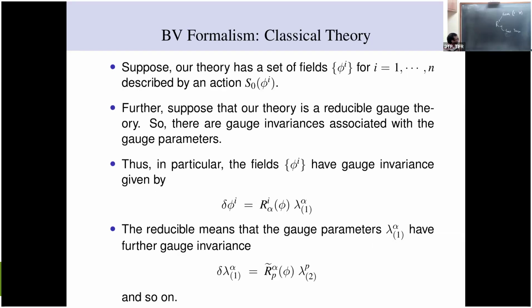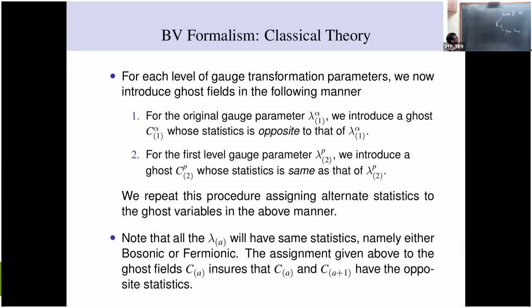Now for each level of this gauge transformation, we introduce ghost fields in a specific manner. For the original 0th level gauge parameter, we introduce a ghost field C^alpha_1 whose statistics is opposite to this gauge parameter. But for the first level gauge parameter lambda_2, we introduce a ghost whose statistics is the same as lambda_2. We repeat this procedure, assigning alternate statistics to the ghost variables.